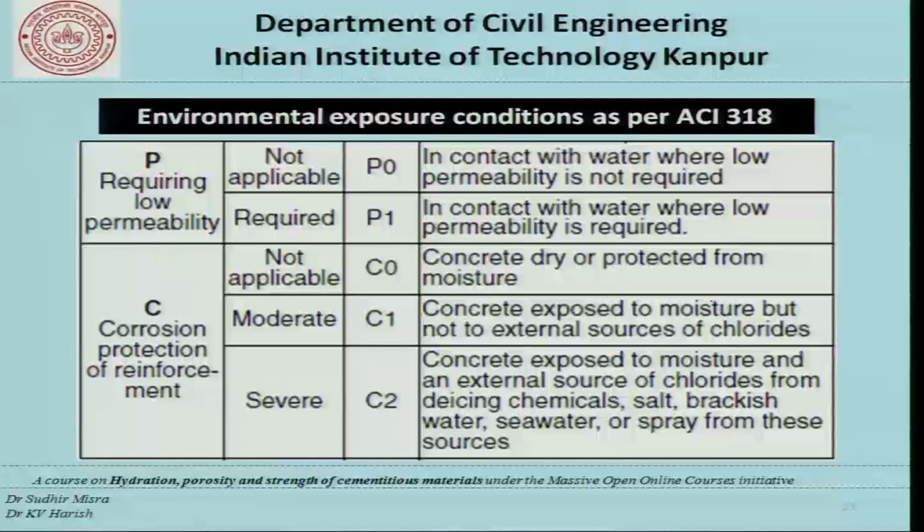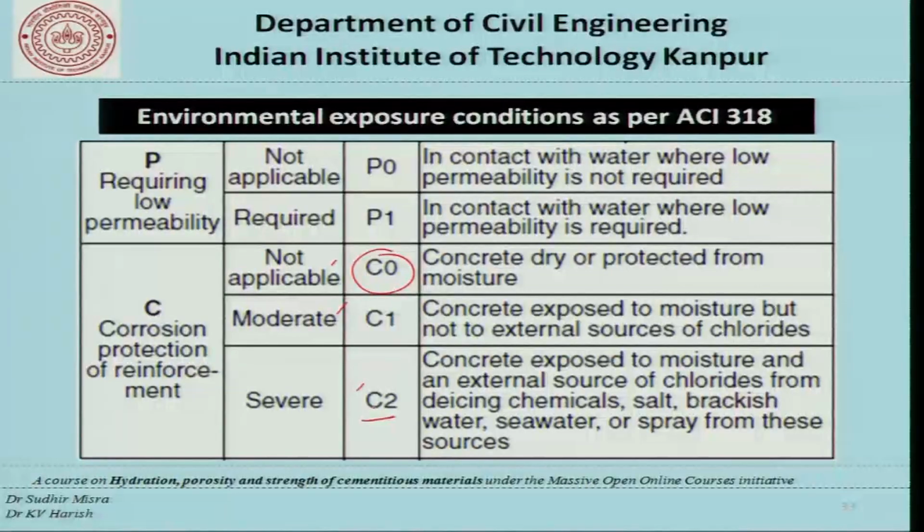Continuing, we have a situation where the designer feels that the concrete will require low permeability, or there will be corrosion protection of reinforcement which is required, which could be C0, C1 or C2. In the case of C0, concrete is dry and protected from the atmosphere, and therefore, there is no reason for any special thing to be done to protect the reinforcement from corrosion. Going on to severe corrosion likelihood, we have a situation where concrete is exposed to moisture and an external source of chlorides from deicing chemicals, salt, brackish water, seawater or spray from these sources.